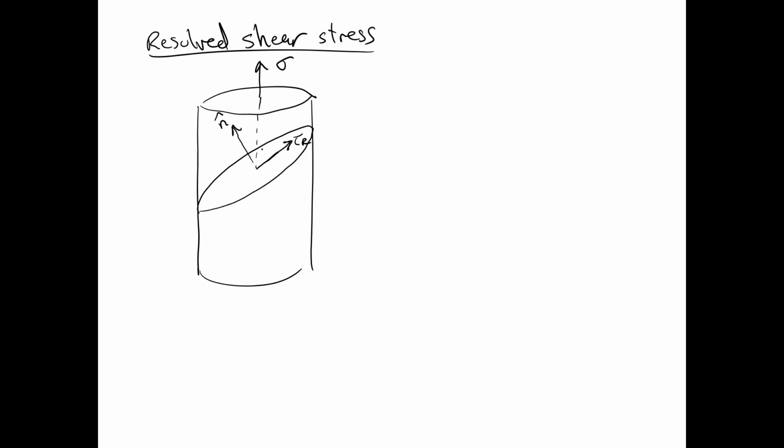We can figure out what the resolved shear stress, that is tau sub r, is on that plane in this certain direction here, if we know these angles, phi and lambda, and I'm going to define those angles in a second. So we're going to write an equation and talk about it. The resolved shear stress, tau sub r, is the tensile stress, sigma, times the cosine of phi times the cosine of lambda.